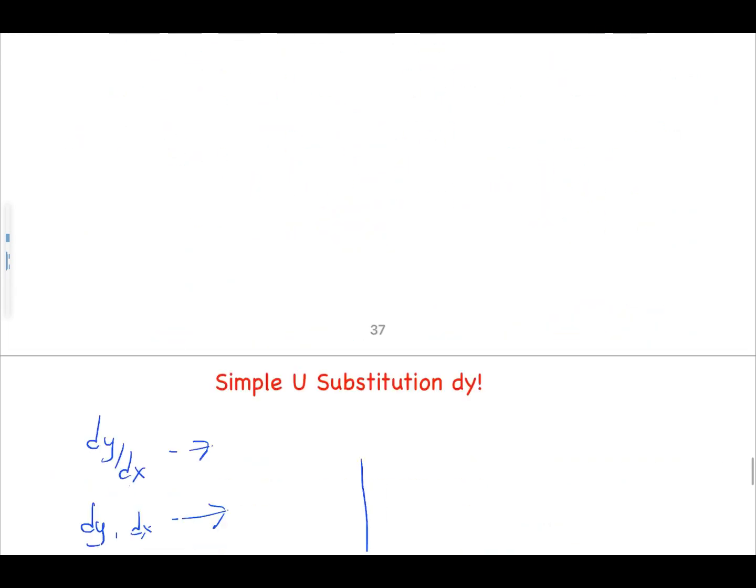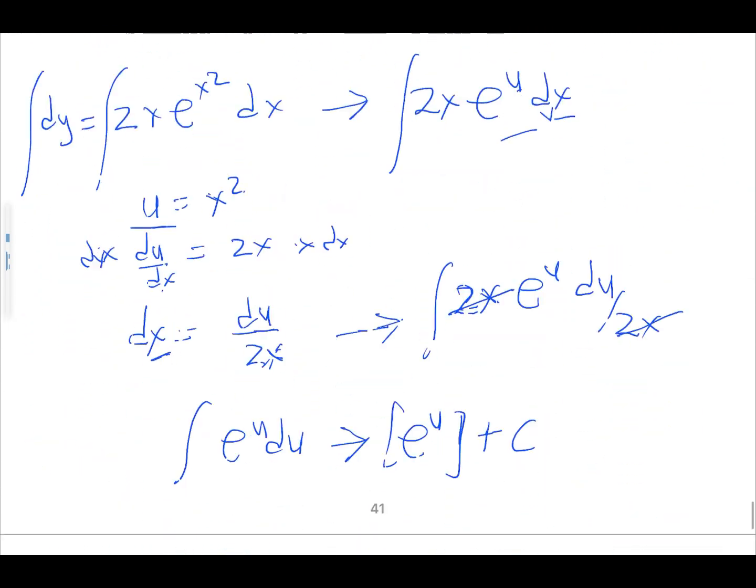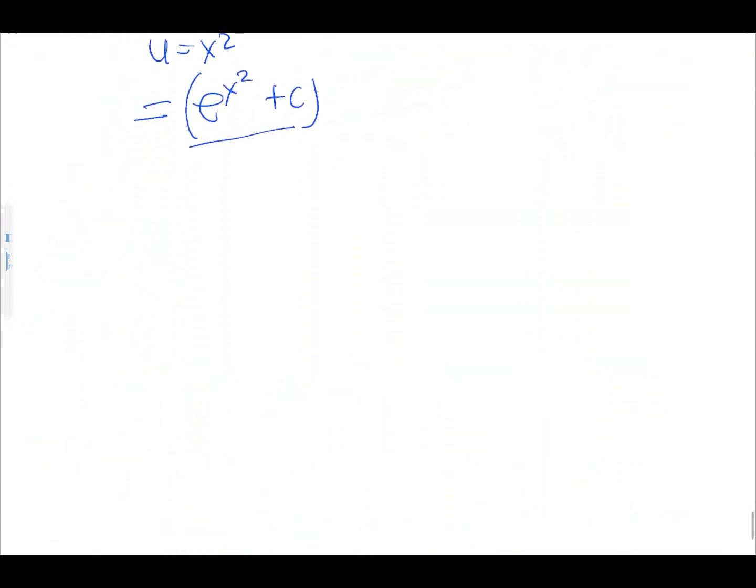So let's move ahead and look at how we will be able to apply this u substitution in solving some common examples.